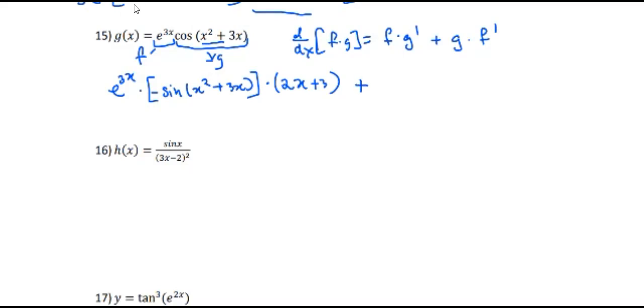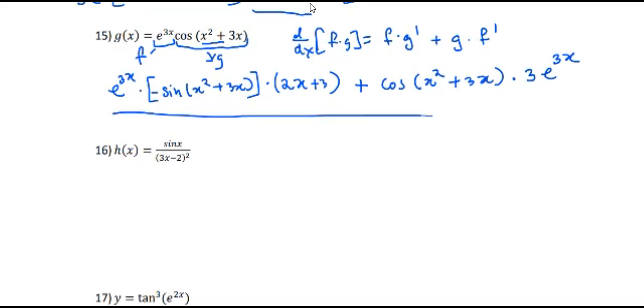And then we want to add this to g. So g is just cosine of x squared plus 3x. And we just want to multiply this by the derivative of f. So the derivative of f is 3e to the 3x. Okay. And then this is the derivative.